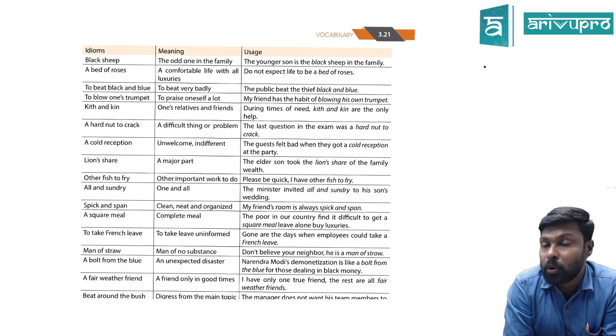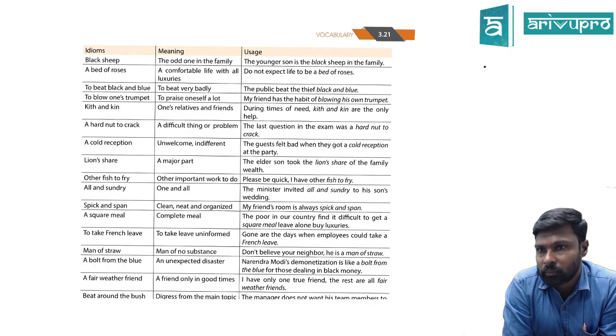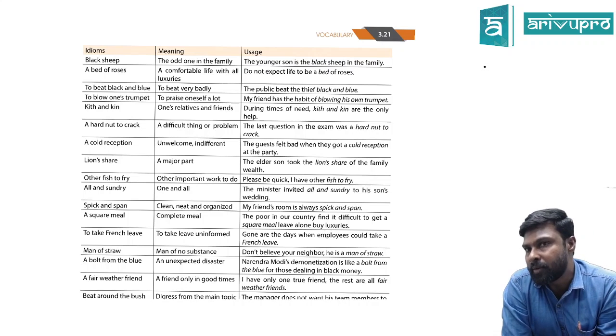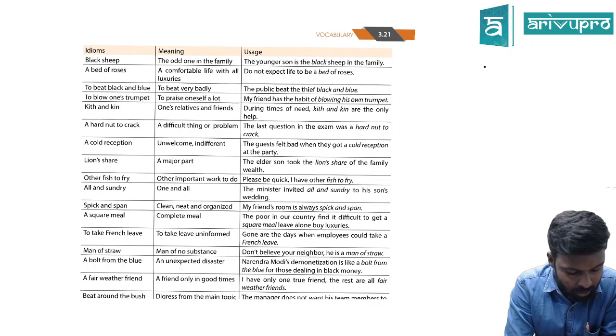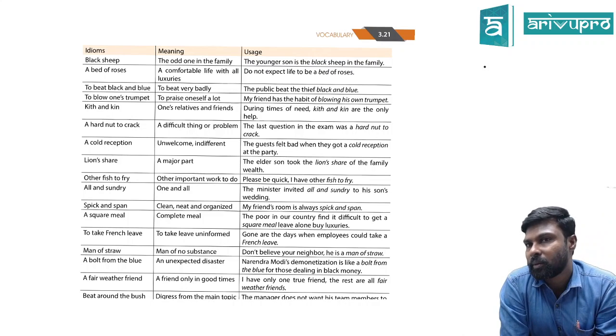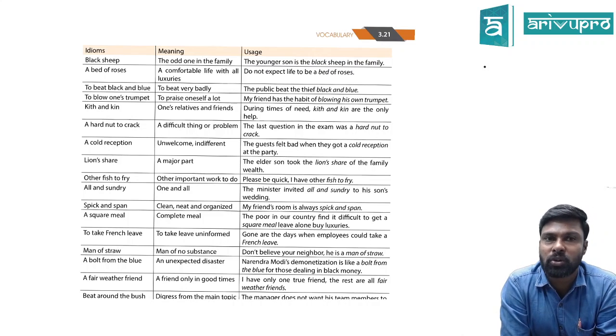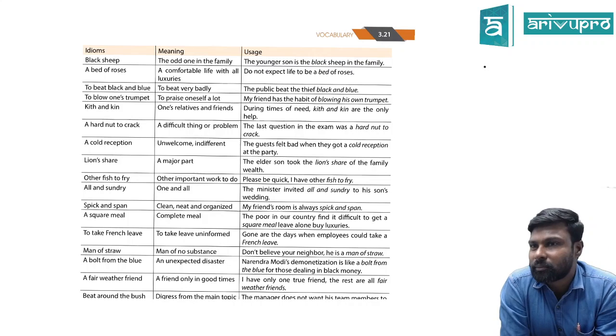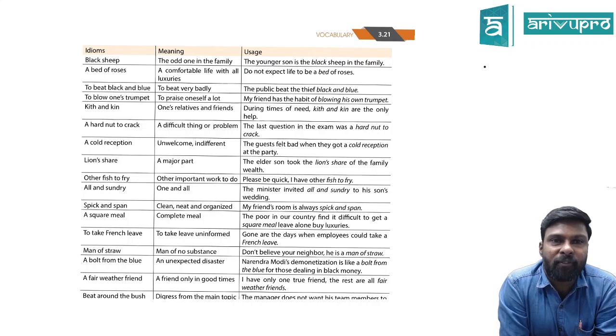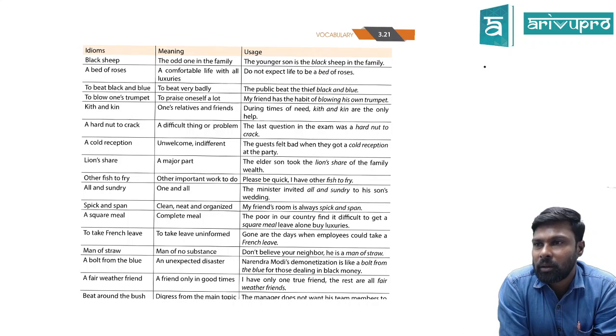To beat black and blue. The auto driver beat the passenger black and blue for raising a question against him. Next one, to blow one's trumpet. My teacher always blows his own trumpet, meaning he praises himself always. Kith and kin. I cannot come away from my kith and kin to live with you.